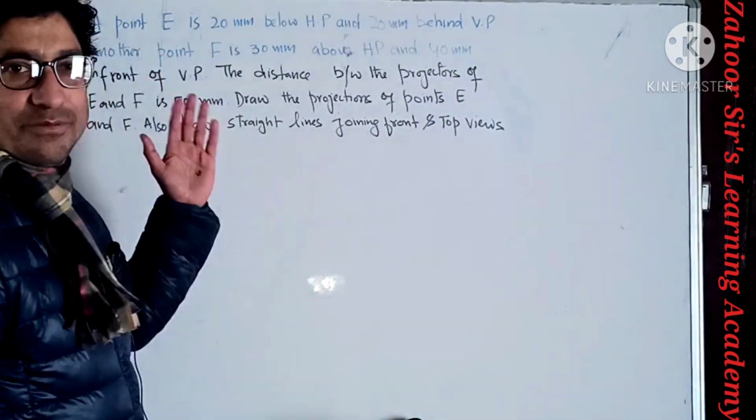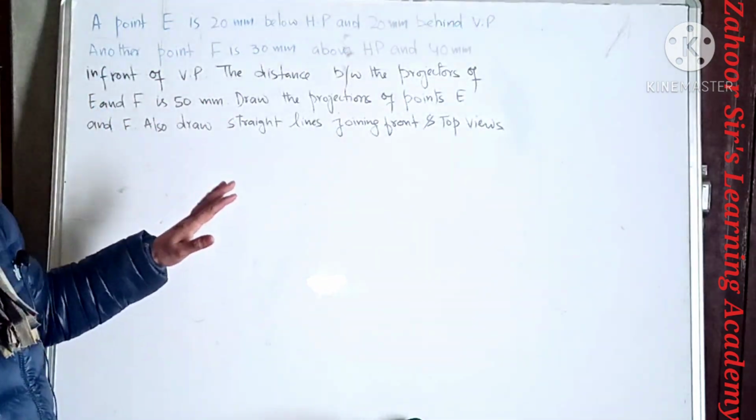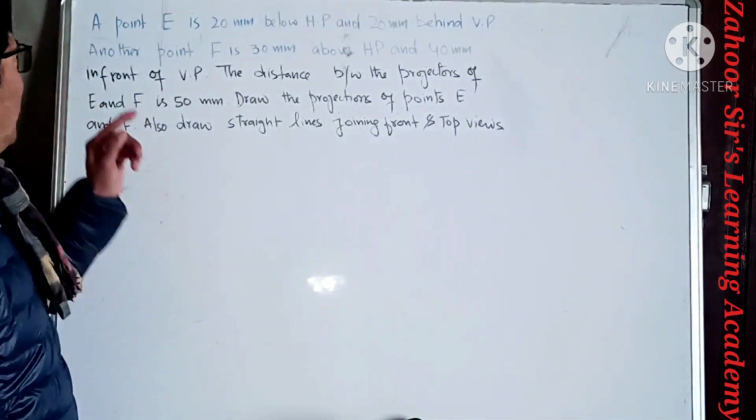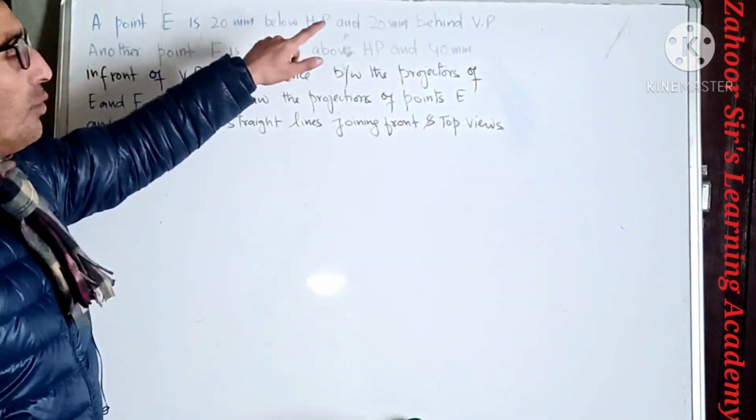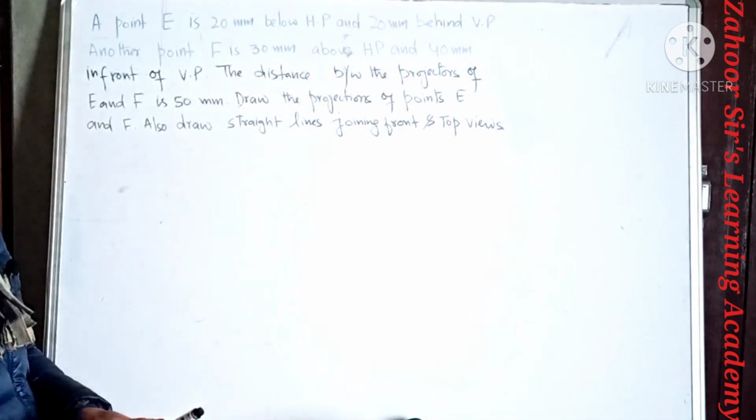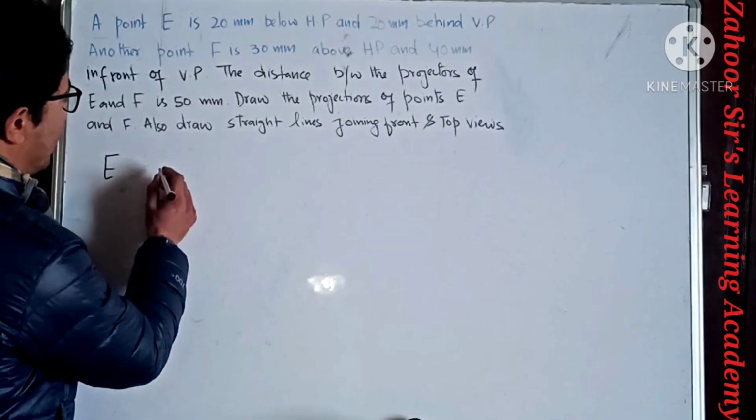So the problem is from PS Gill. This is the problem which we are going to solve today in today's class. A point E is 20 mm below HP. So I will take the given data. It is point E which is given and it is below HP.